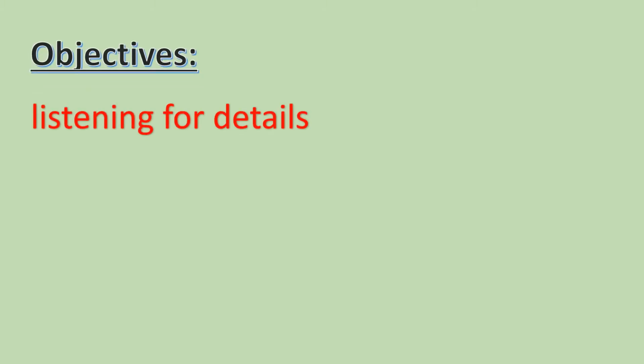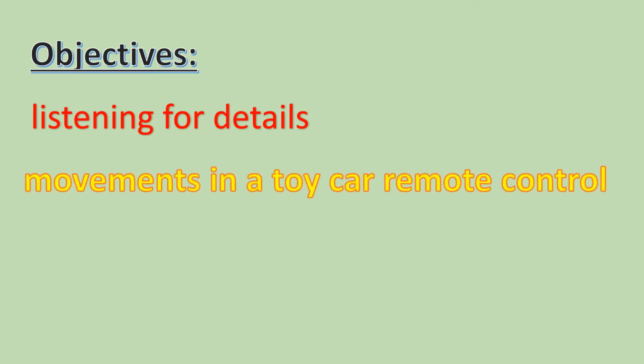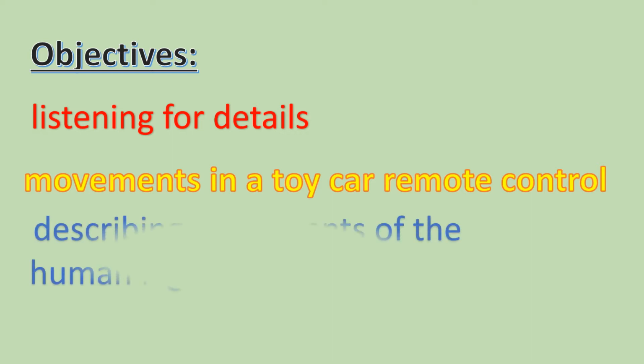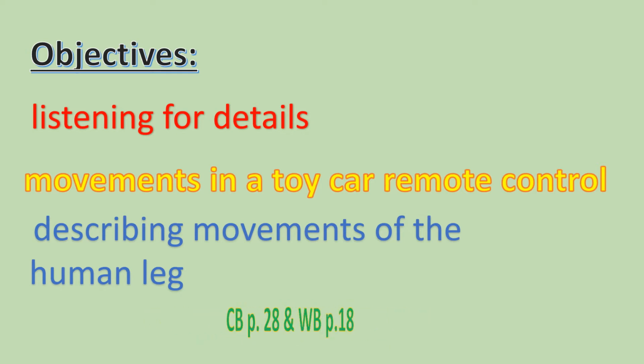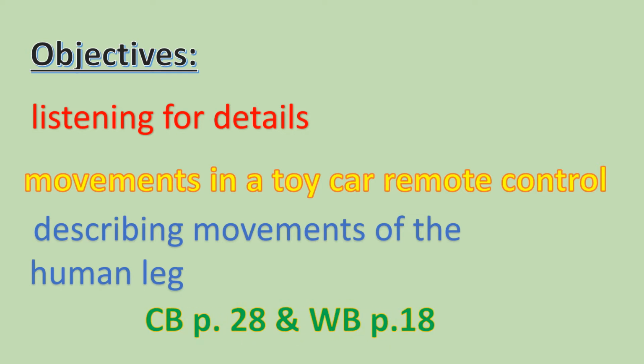Before we start the lesson, let's have a look at the objectives. Today we have 3 objectives. The first one is listening for details. The second objective is movements in a toy car remote control. And the third objective is describing movements of the human leg. To be able to follow the lesson, please open the course book page 28 and the workbook page 18.